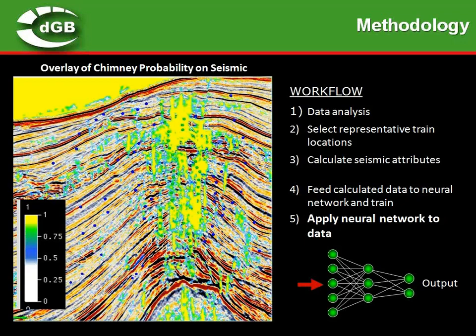The next point is to apply this neural network to the data. What you want to try to do is get a good match between what you have determined to be high probability chimneys and a high probability of chimney from the processing. The output goes from 0 to 1, which means low probability to high probability. Overlaying this on the seismic data, when you get a good match, then you can be satisfied with the neural network results and apply it to the whole volume.